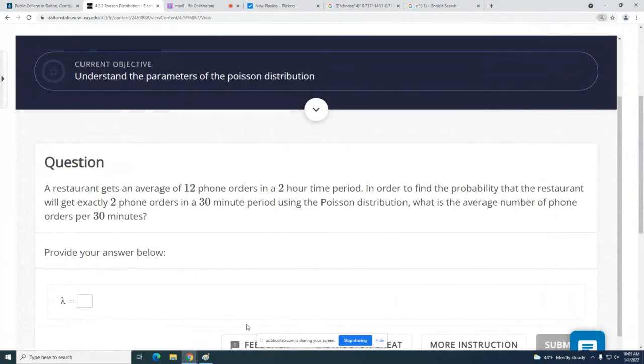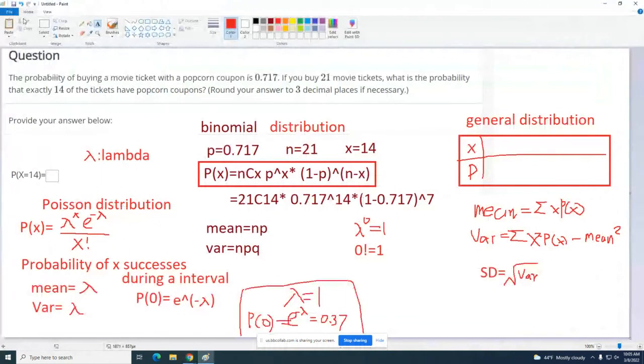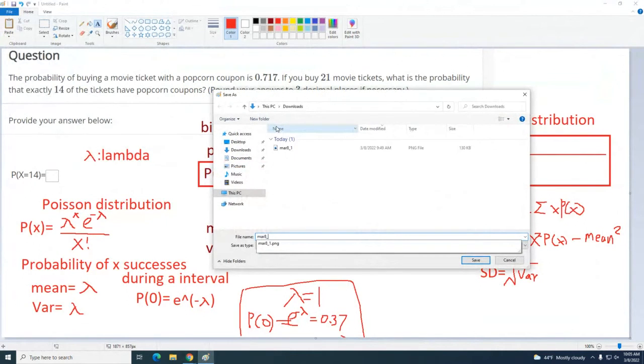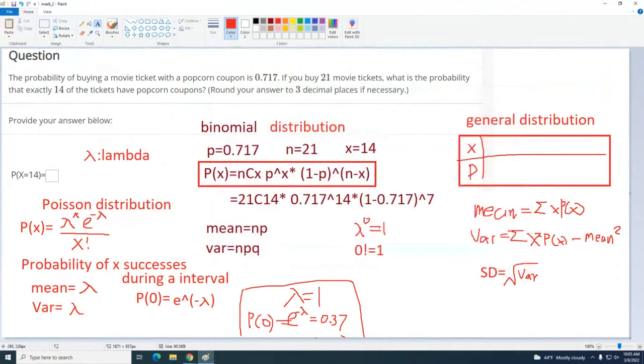Let me enlarge this. Okay, this question is about trying to understand the parameters of the question, so we're focusing on the correct lambda.